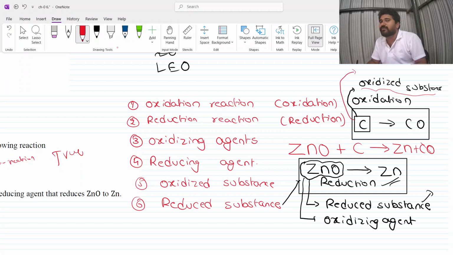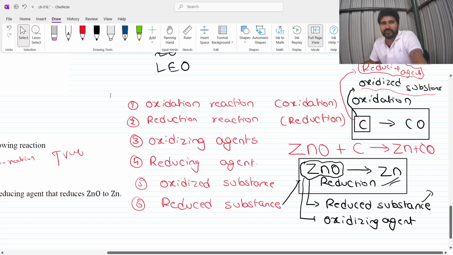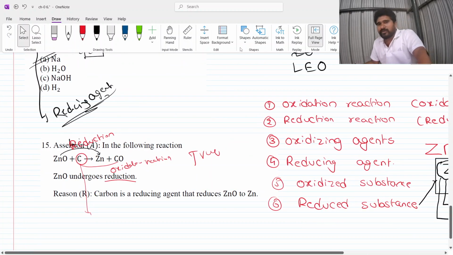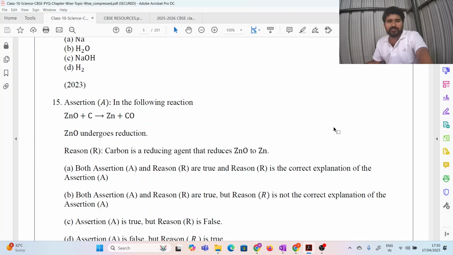Now, what is the next one we have? It has another name. What is that name? Reducing agent. Understood everybody? I think some confusion is there on someone's face. What is the doubt? Sure? No doubt, but there is confusion on your face. Sure, fine. Is that clear for everybody? Yes.